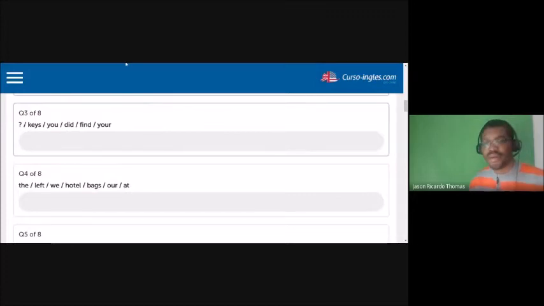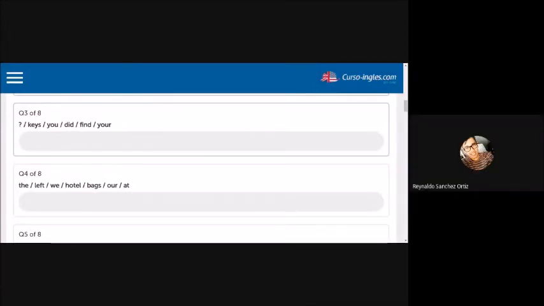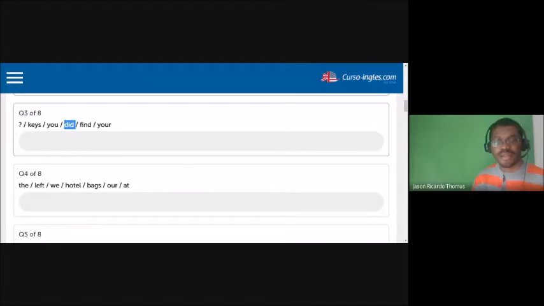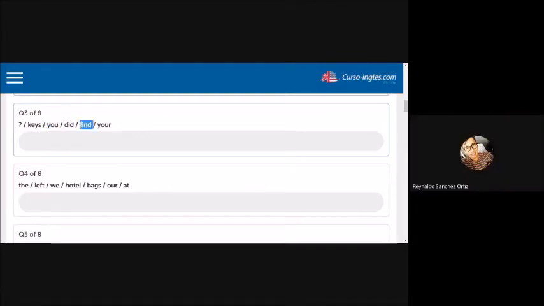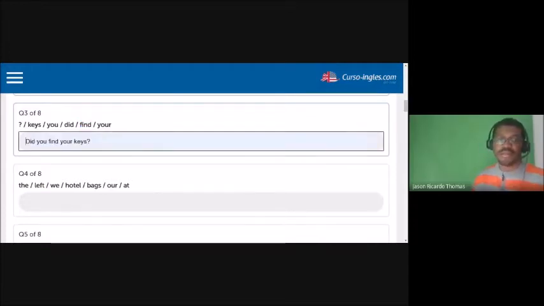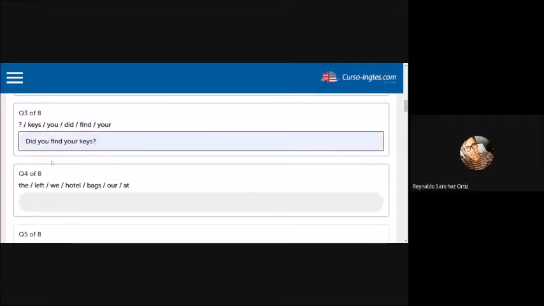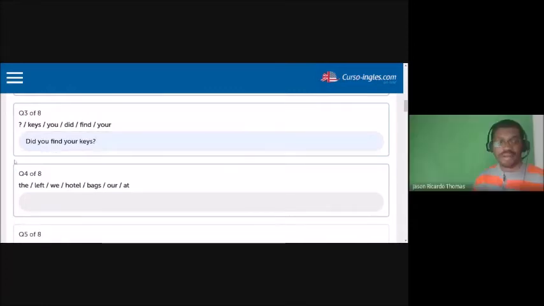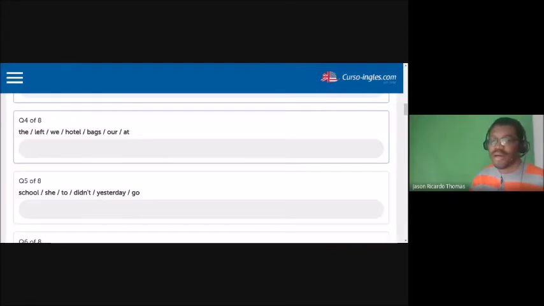Number three. Remember, it's auxiliary verb, then your subject, then verb. So: Did you find your keys? Repeat. Did you find your keys? All right. Number four.